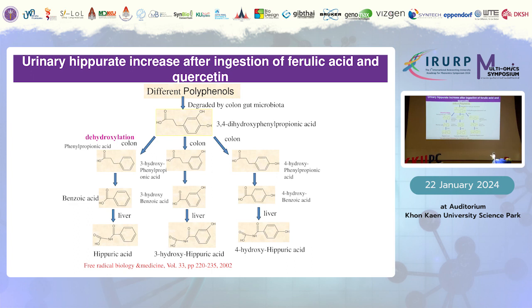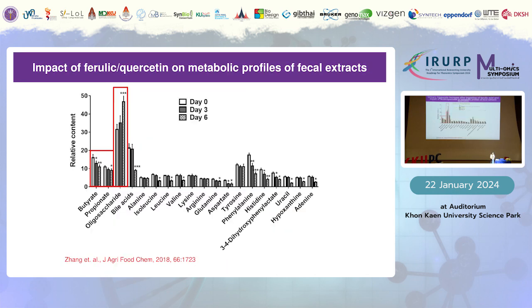We know hippurate comes from different phenols. The gut microbes have a huge range of metabolites with the function of dehydroxylation, so they can convert different phenols into a range of different benzoic acids. Then these conjugate with glycine again in the liver to produce hippurate and other hippurate-related compounds. So we know the function of folic acid, through modulation of the gut microbes, produces different metabolites that we observed in our urine, right? So this is basically the function of the microbes.